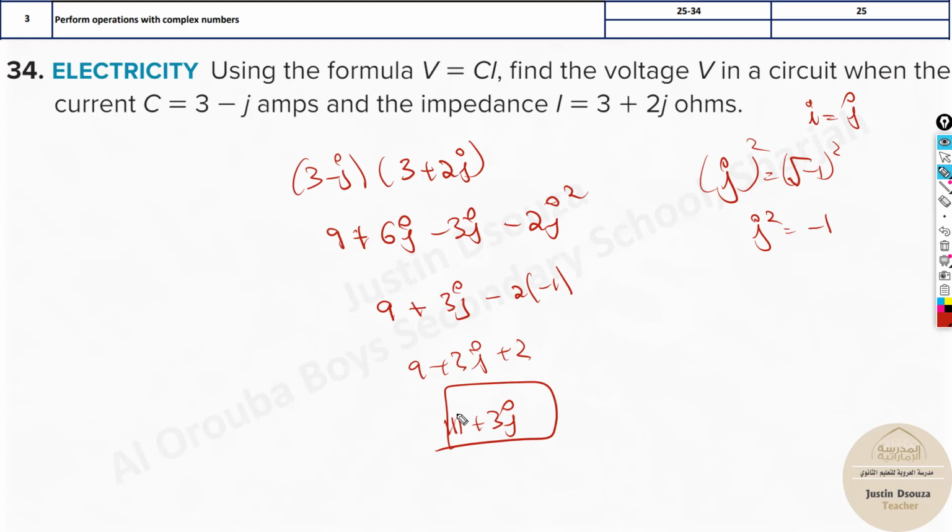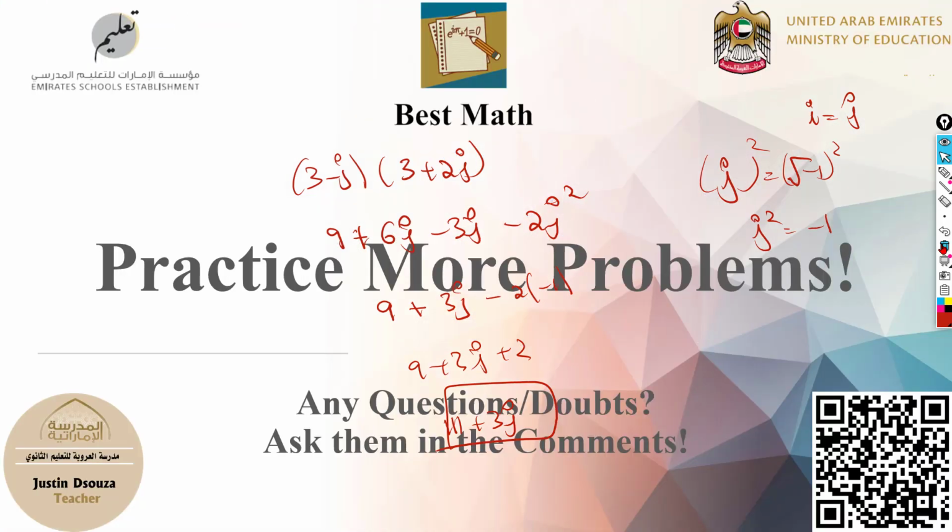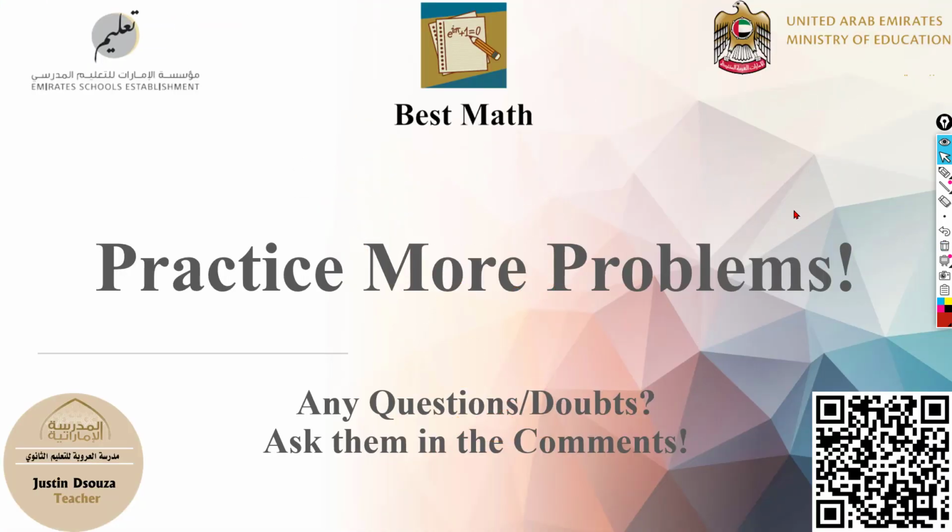This will be the final answer. So let's check the answers quickly. 11 plus 3j. Since it mentions voltage, it must be written with V for volts. That's the end of this part. Very easy. There's no calculator method for this. Please make sure you are careful when you're using the distributive property or any other property.